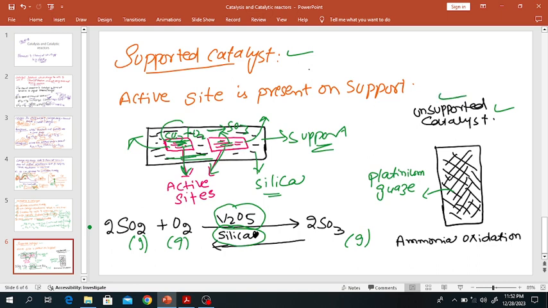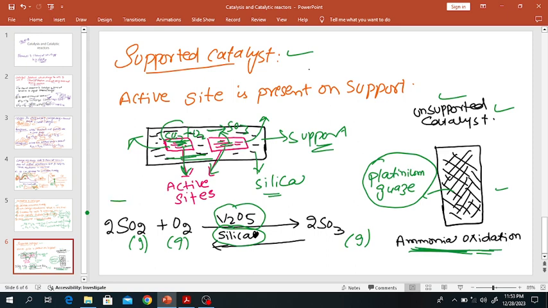Now the unsupported catalyst has only active sites and there is no support. For example, the ammonia oxidation process. In the ammonia oxidation process, we use platinum gauze, which is an unsupported catalyst. So this is a type of unsupported catalyst. These active sites are nothing but the active molecules or active atoms which are present on the catalyst.